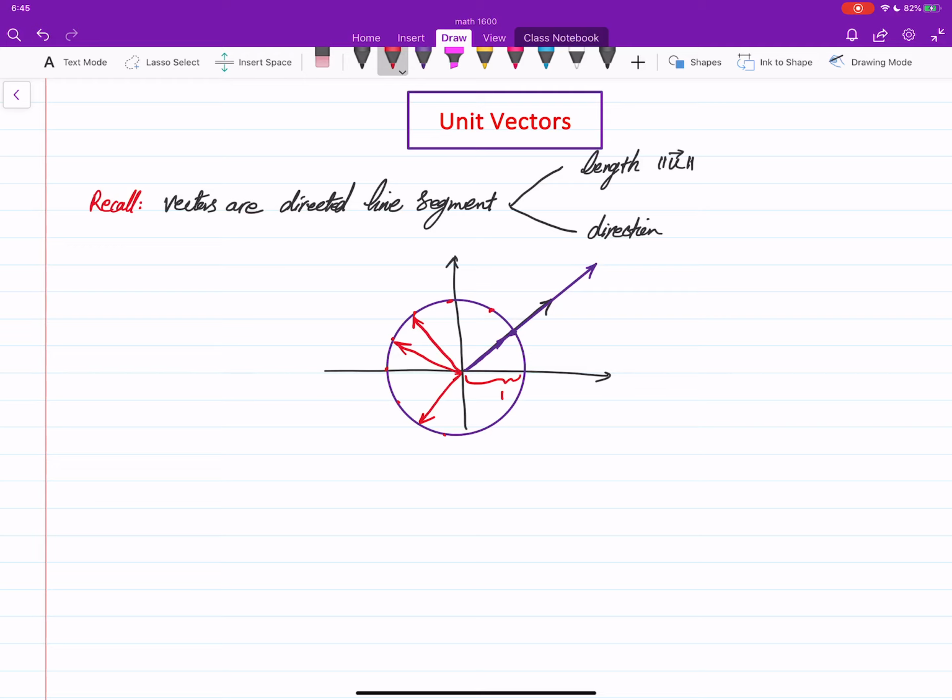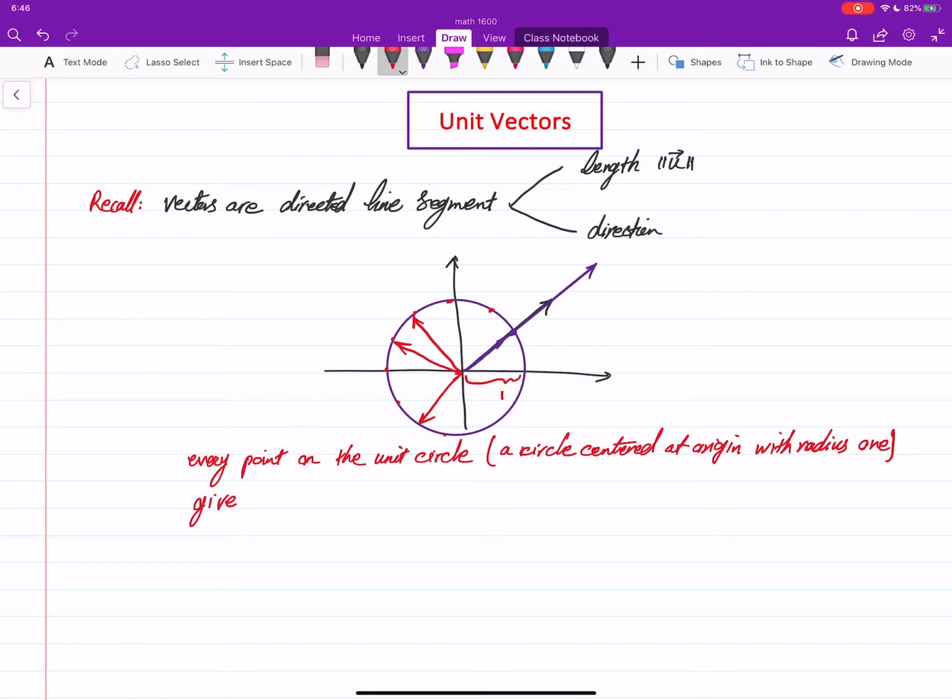unit circle. So every point on the unit circle, a circle centered at the origin with radius 1, gives us a direction. So that is a direction, and the other way around is also true, and vice versa. So every direction gives us a point on the unit circle, and the other way around.